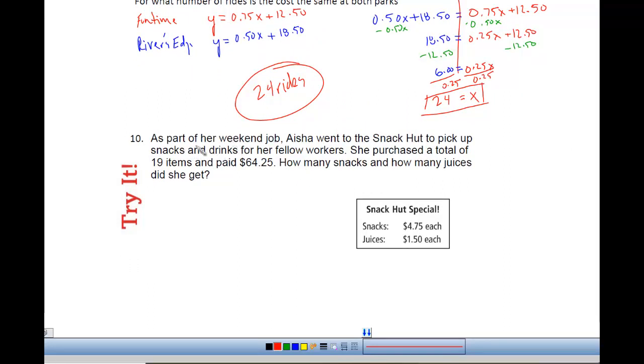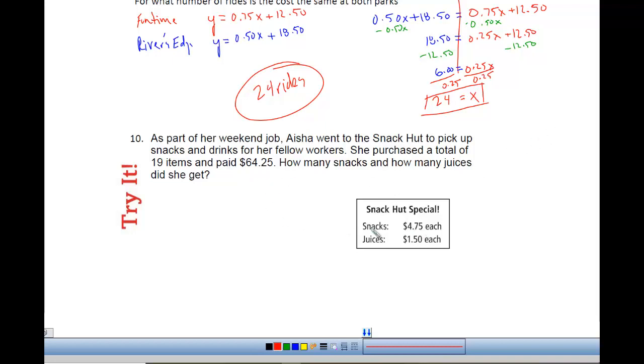So we have part of a weekend job. Aisha went to the snack hut to pick up snacks and drinks for her fellow workers. She purchased a total of 19 items and paid $64.25. How many snacks and how many juices did she get? Well, let's see. So she bought 19 items and paid $64.25. And then we've got snacks and juices.